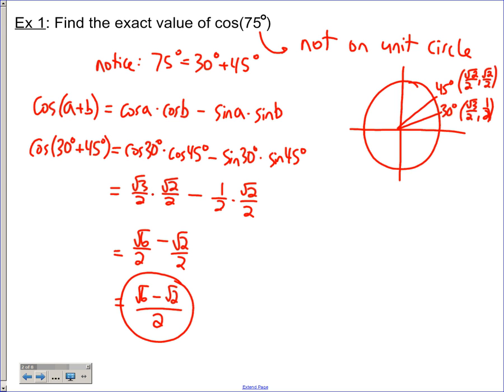So that's going to be your answer. Remember, we can't add or subtract radicals. Only multiply or divide them. So we can't simplify this anymore. Now you notice if you plug this in your calculator, you're going to get a messy decimal that you wouldn't be able to just look at and know, oh, it's root 6 minus root 2 divided by 2.